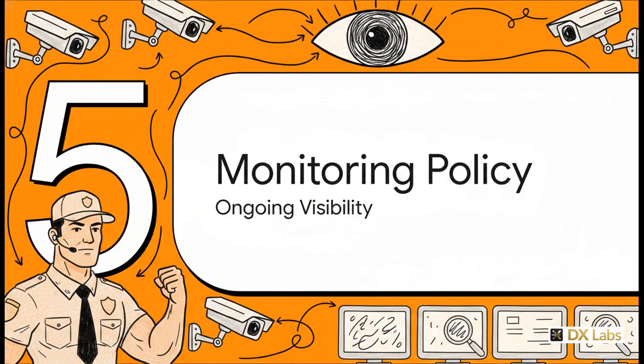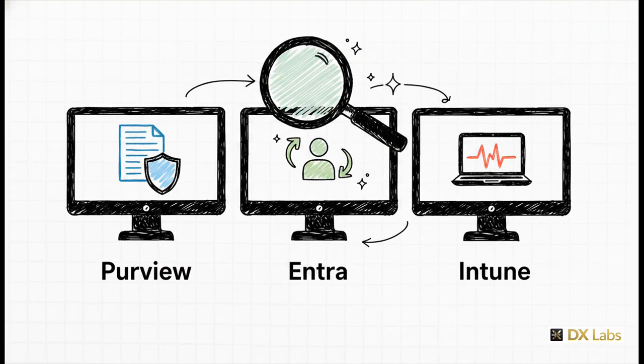Section 5. Monitoring policy deployment. You know, deploying all these fancy policies is fantastic, but deploying them without monitoring them? That's like hiring a highly trained security guard, setting up dozens of expensive cameras, and then literally never looking at the camera footage. Microsoft 365 gives admins distinct monitoring tools spread across the different administrative centers.